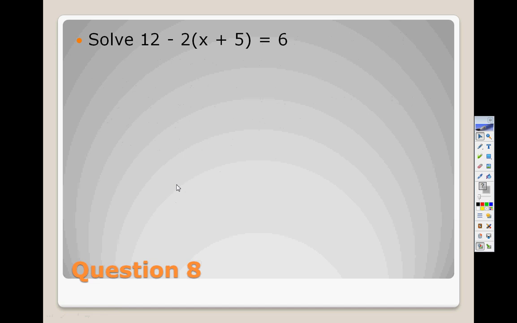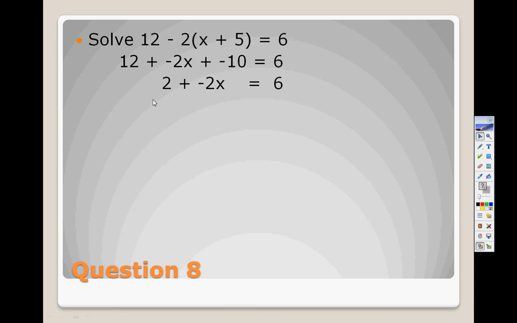Question 8. Solve 12 minus 2 times the quantity, or parentheses, x plus 5 equals 6. Pause. And the answer is, yeah, we'll go over here. Distribute first, but this is the big mistake. I want to put this in there. Boom. So you have to distribute a negative 2 through here, so negative 2x, and that becomes negative 10. Then combine 12 and negative 10, and you get 2 plus negative 2x equals 6.